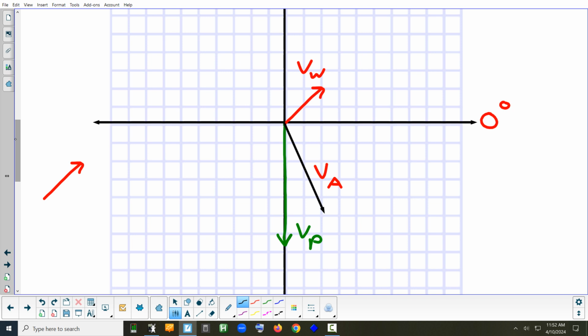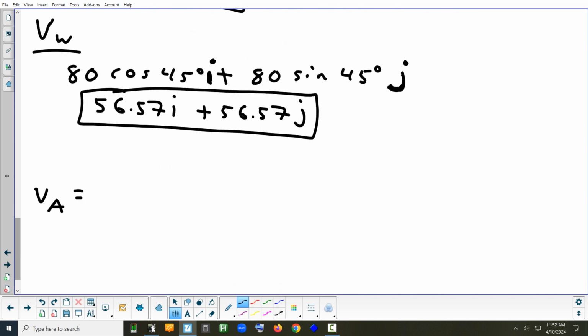So what was it? VP minus VW? It wasn't VP minus VW. Yes, it was the sum of the two. VP plus VW. That's what I want to figure out now numerically.